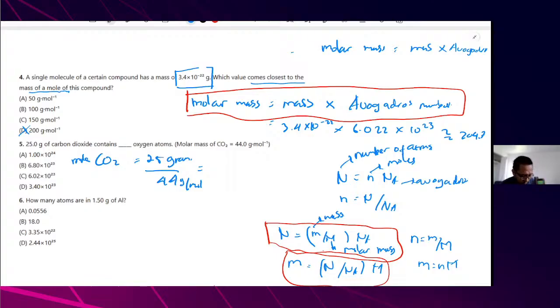25 divided by 44, 0.56. Okay, and then times what? Times Avogadro's number. This is small. 6.022 times 10^23 times 6.022, 3.4. Yeah, the answer should be B. It's easy, right? Yeah, it's easy.